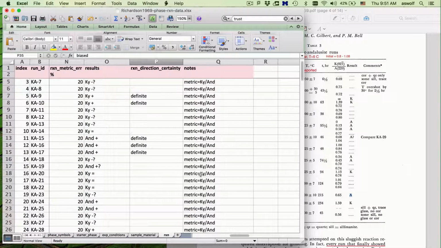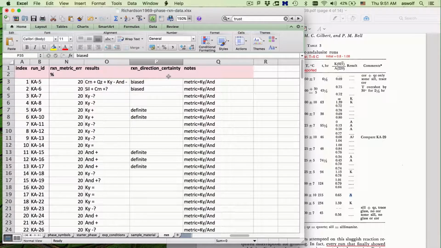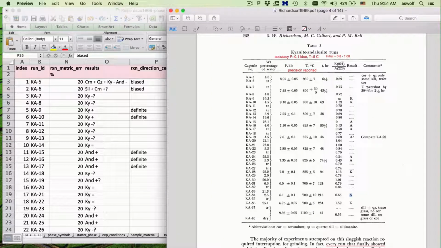So that's it. We have now completed the results for the kyanite andalusite experimental runs in Richardson 1969. And hopefully you have found this useful. You can see how in just a few minutes you can go through and clearly determine what the authors observed, and in many cases even extract more data than the authors themselves presented in terms of the interpreted result.